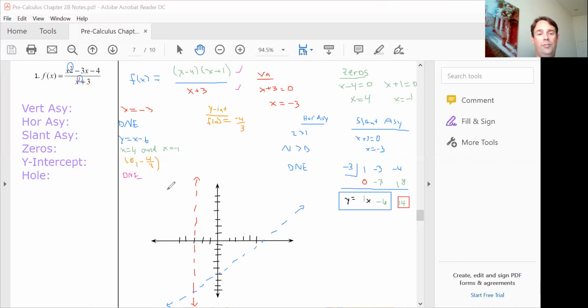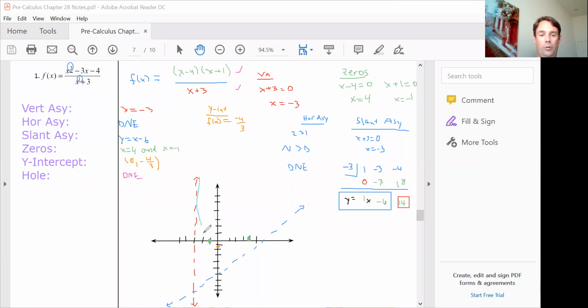I have zeros at 4 and -1, so we're going to graph those on here. I had a y-intercept at (0, -4/3), so that'd be right about here. And it means my graph then is going to look something kind of like this.